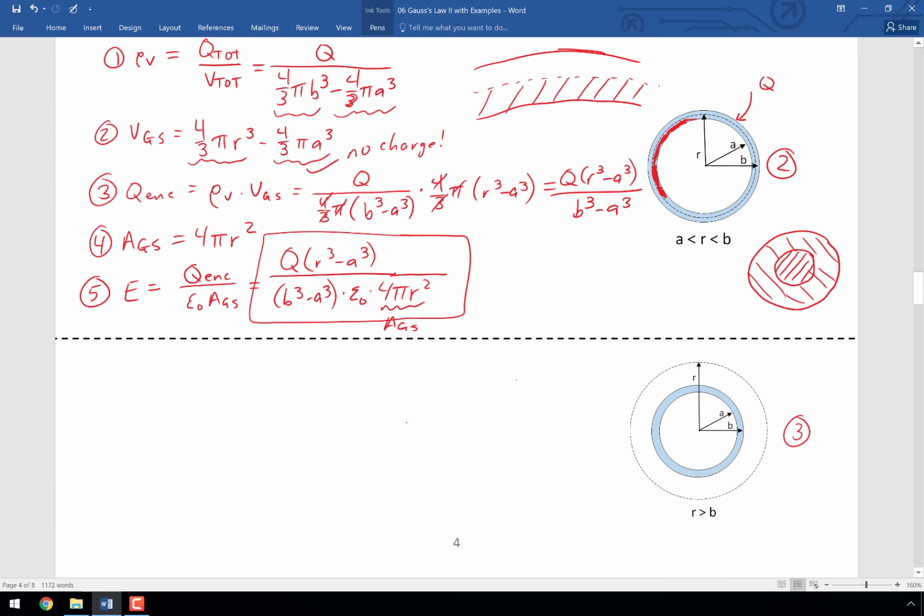Happily, the third part is much easier, because if you're outside the donut, if you are outside of b, if r is greater than b, then the enclosed charge, which is usually the hardest part of the problem, is just Q. You contain the entire hollow sphere, the entire thin-walled sphere, and so as a result, you pick up its entire charge. So that's equal to Q, and the area is still 4 pi r squared. So the electric field is Q enclosed divided by epsilon 0 times the area, which is Q divided by 4 pi epsilon 0 r squared.